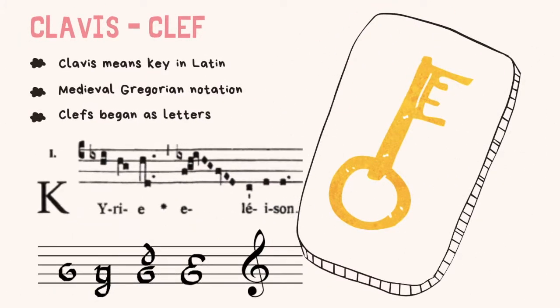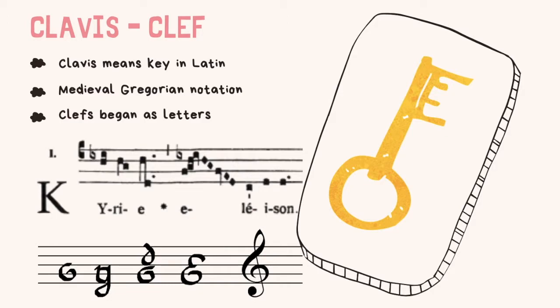So let's talk about how we got this funny word clef in the first place. In Latin the word clavis means key, and that came into Old French, and over time it became clef. And because the French like to get rid of letters, it's now something like clé. But in Latin it is clavis.